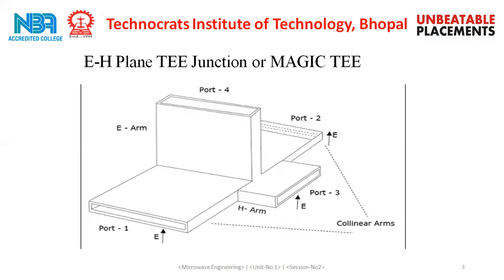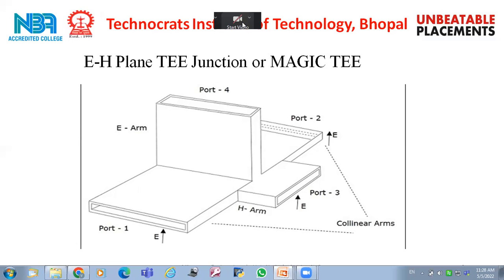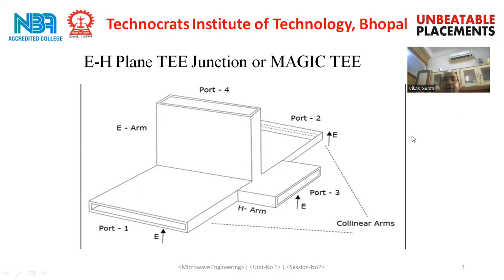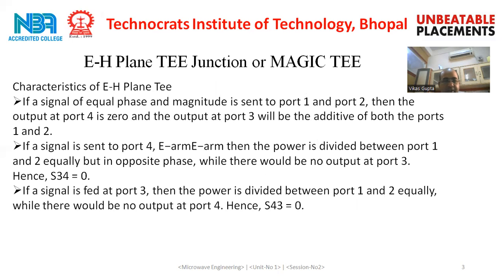So students, the first and foremost characteristic, which we discussed in the H arm discussion, is that whatever is the input from port 3, there will be equal output from port 1 and port 2. That means whatever power is input from port 3 will be equally divided between port 1 and port 2, and in the same phase. This is the first and foremost property.